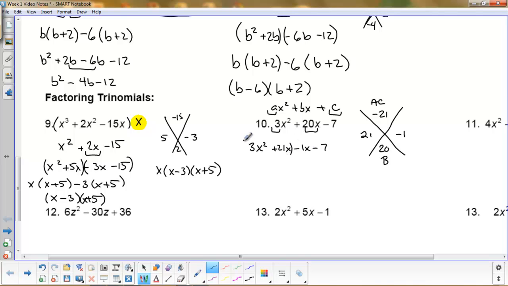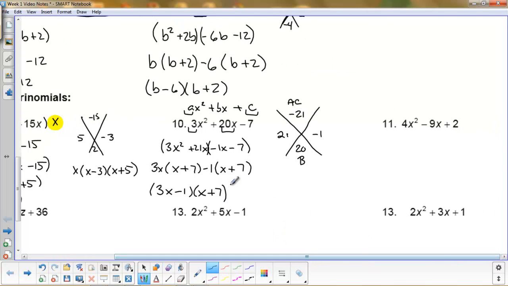I'm going to employ four-term grouping in order to get my two binomials, and it's going to be 3x times x plus 7, minus 1 times x plus 7. I'm going to rewrite that as 3x minus 1 and x plus 7. There is no GCF that came out of that, so it's the final answer.